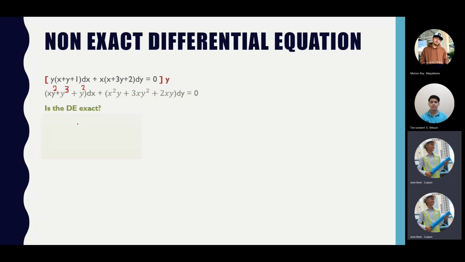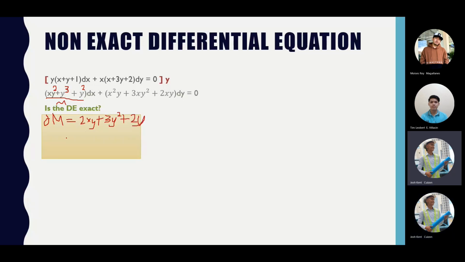So is the given DE exact now? Let's test again. Partial of M na to, kani siya, M na to, with respect to y man. So si x, x is constant, so magpabilin si x, and derivative of y squared is 2y, so 2xy, plus derivative of y cubed is 3y squared, plus derivative of y squared is 2y.